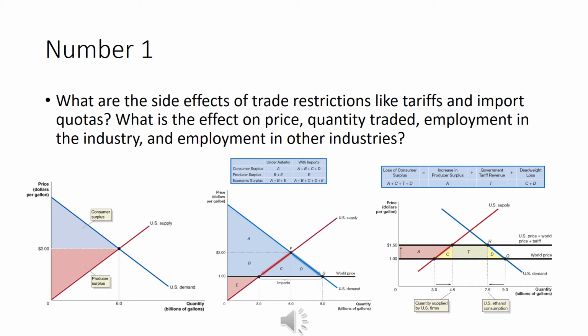Because remember, we're dropping from 9 billion gallons sold to 7.5 billion gallons sold in the market. And the area T, that rectangle, is going to be the tariff. So that's going to be going to the United States government. It's going to be raised as taxes from the importation of these goods.